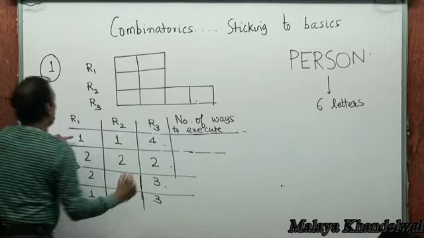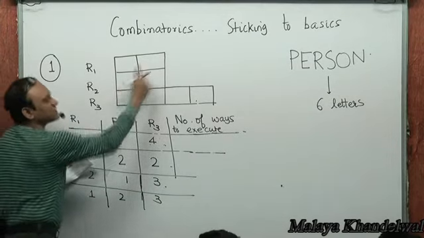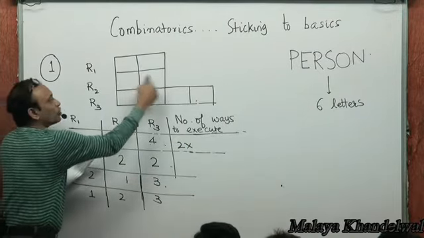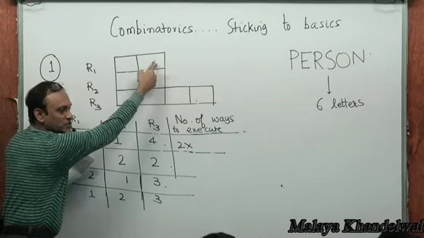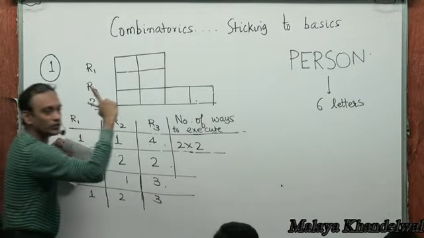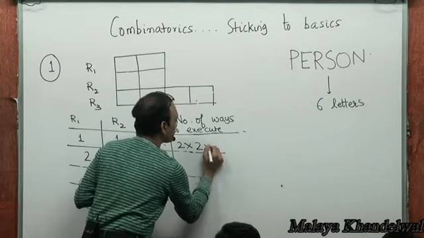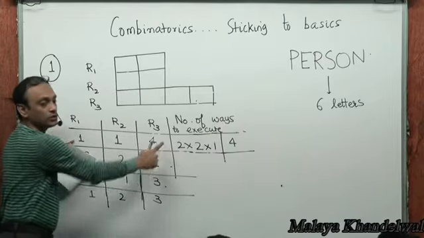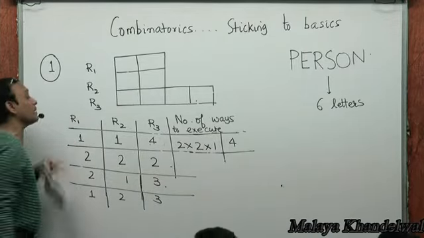Okay. One cell from row 1 can be selected in 2 ways, right? Then one cell from row 2 could be selected in 2 ways. Any one of the 2 cells could be selected. And the 4 cells from row 3 could be selected only in 1 way. 1 way. So that makes it 4 ways of executing this combination. 4 ways of executing this combination.